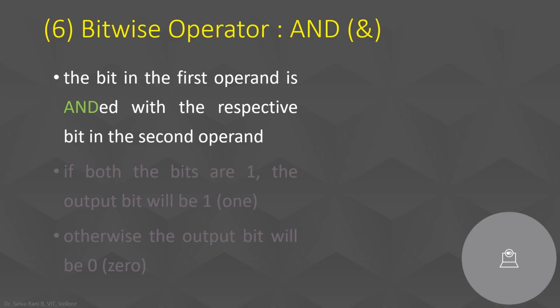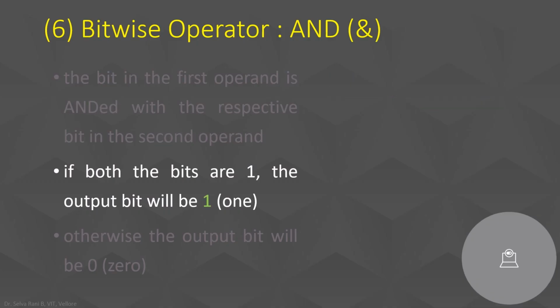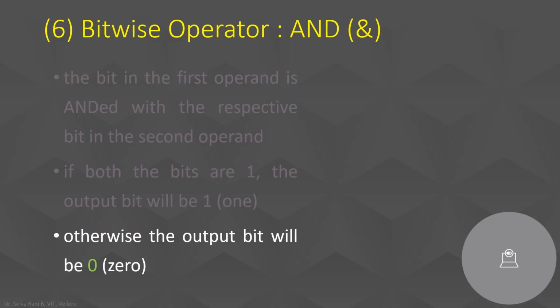Bitwise AND: the bit in the first operand is ANDed with the respective bit in the second operand, operand 1 and operand 2. If both the bits are 1, the output bit will be 1, otherwise the output bit will be 0.